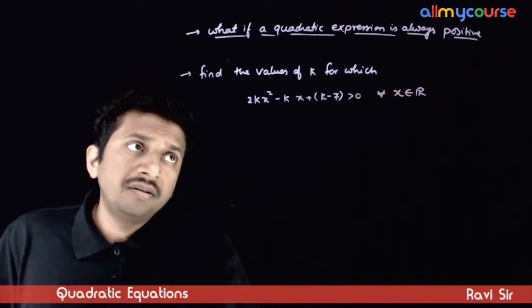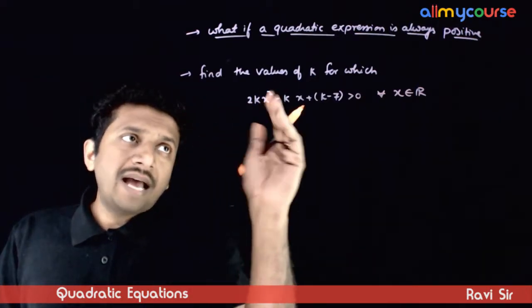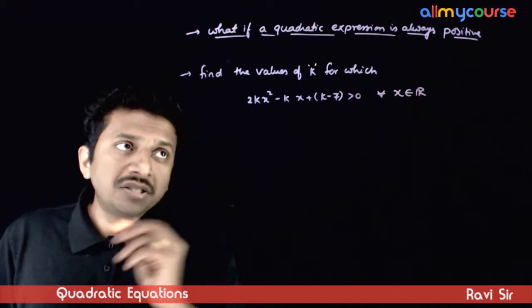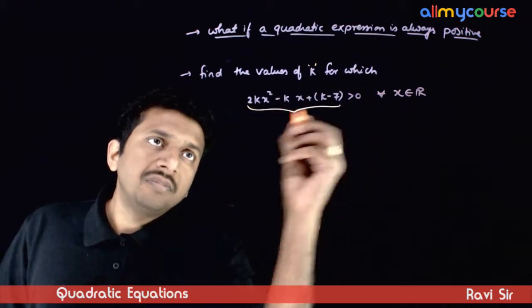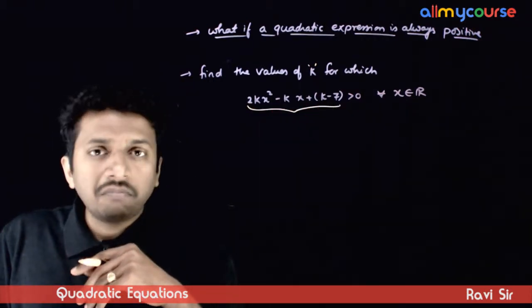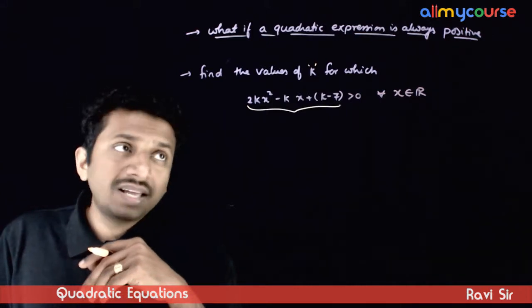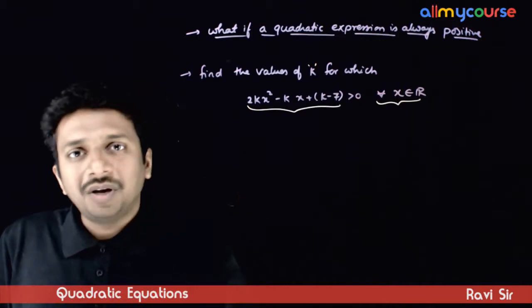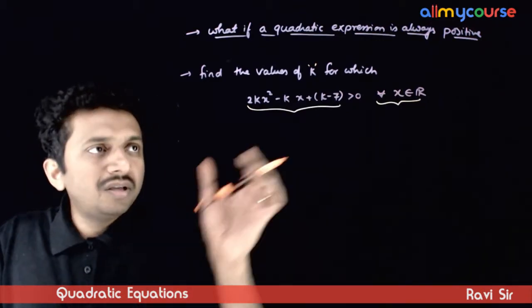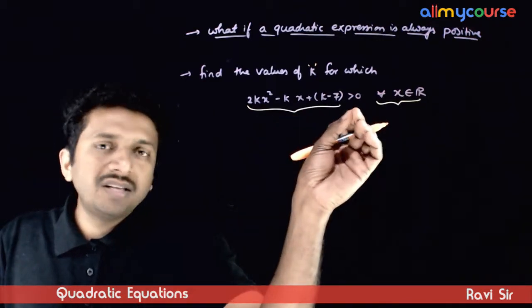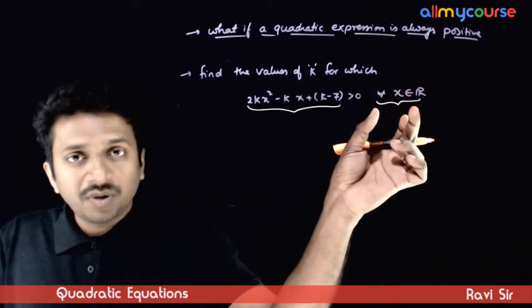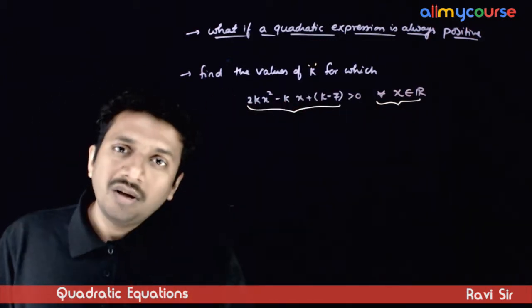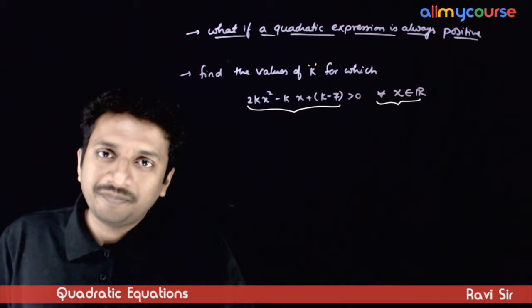So for example, you're asked to find the values of k for which this expression 2kx² - kx + k - 7 is greater than 0 for all x belongs to R. So if this expression has to be always greater than 0 for all x belongs to R, what should be the possible values for k?